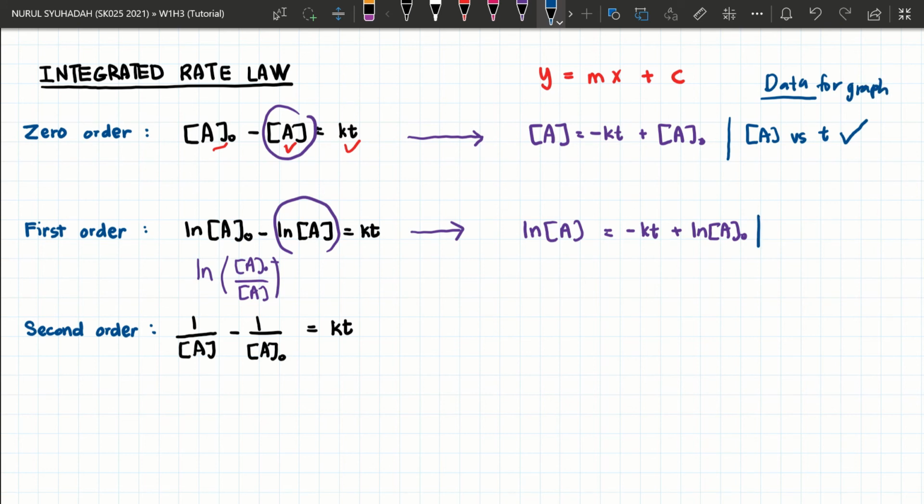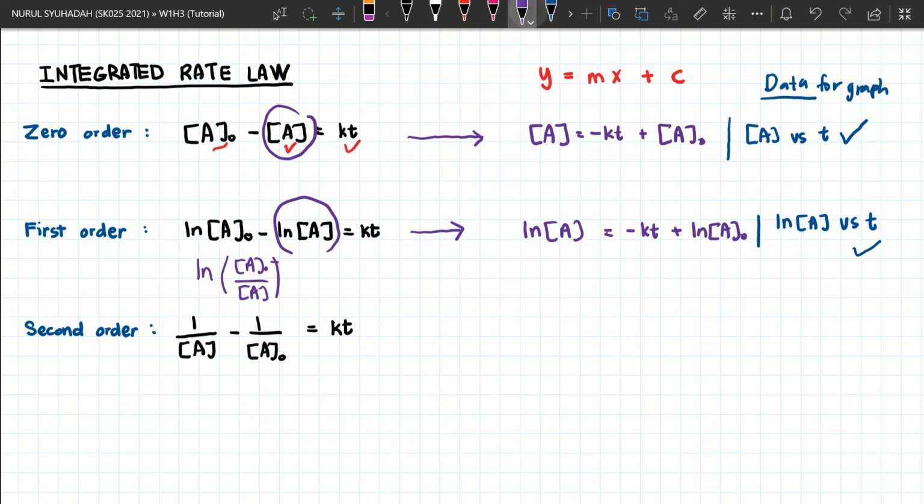So for a first order reaction, what kind of graph will you plot? You will plot ln A against time. If you plot ln A against time and you get a straight line graph, a linear graph, meaning the reaction is a first order reaction.